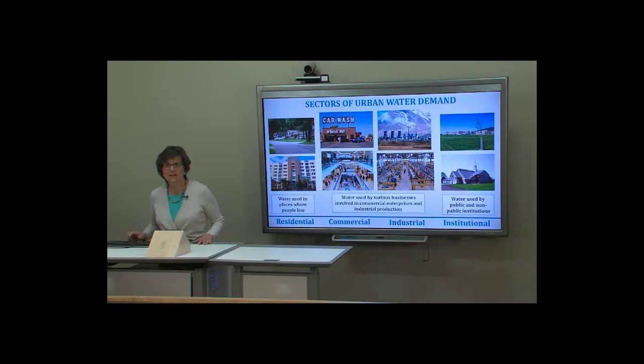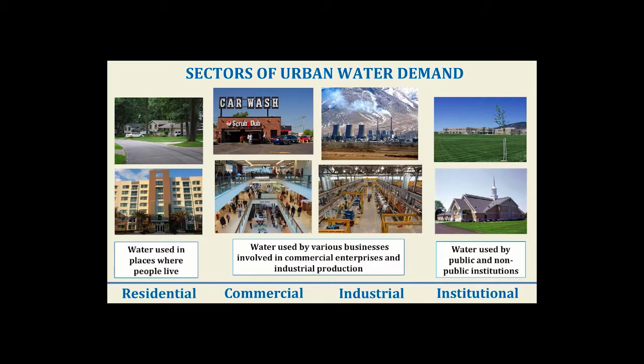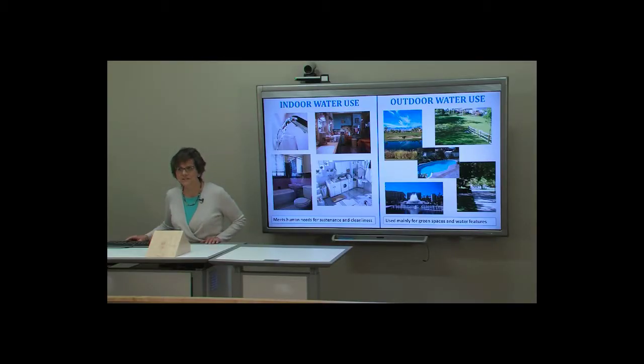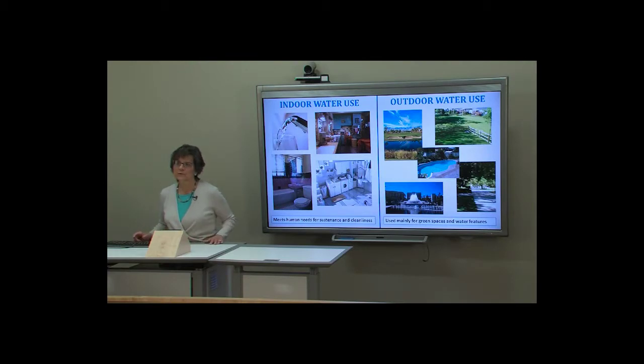The first question is, what is the nature of urban water demand? Urban water demand is generally defined by sectors. Those sectors are most often categorized as residential, commercial, industrial, and institutional. In addition to characterizing water use by sector, we can characterize it as indoor water use and outdoor water use. So characterizing water use by sector and also as indoor or outdoor use is very important for helping us to determine our water needs and wants, and also for debating and prioritizing uses in times of scarcity.